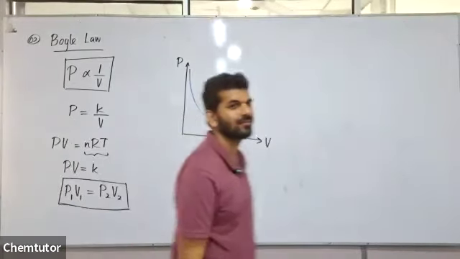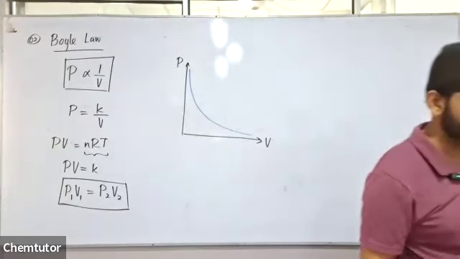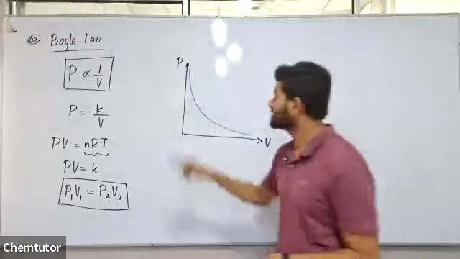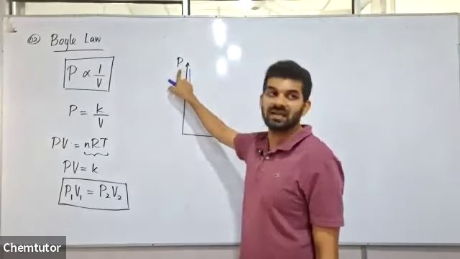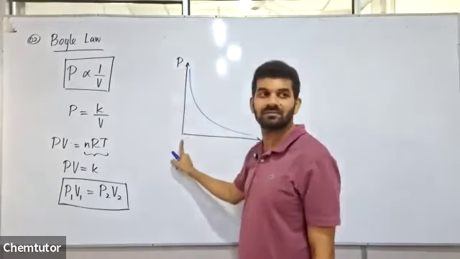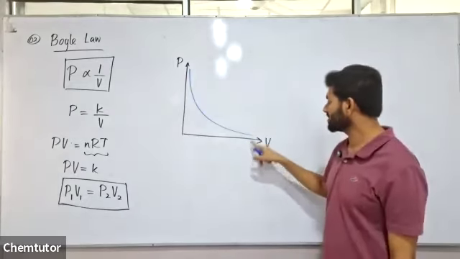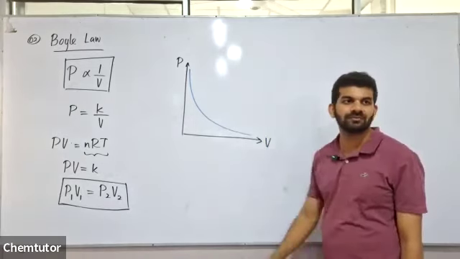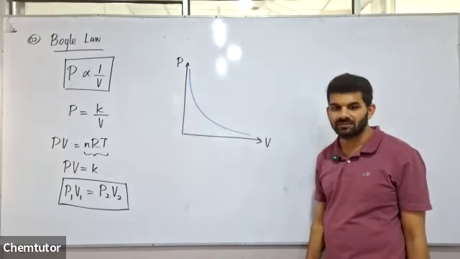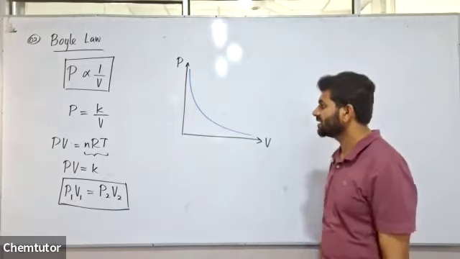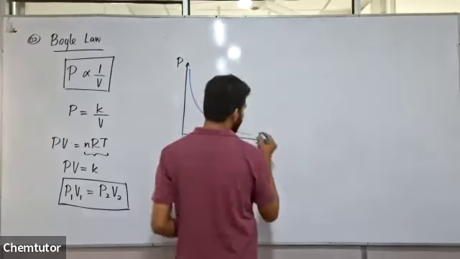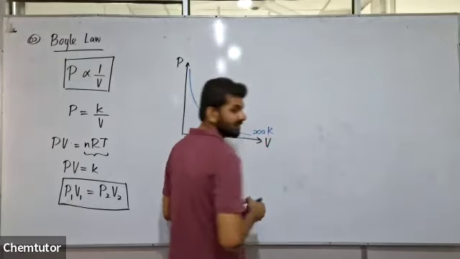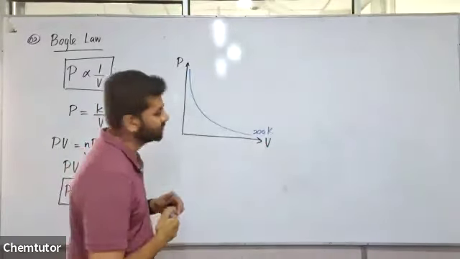The change of pressure versus volume will be a curve like this. That means at high pressure, volume is less. At low pressures, volume is high. So it is an exponential curve. Is it clear? So this is at a given temperature. Let's say this is at 200 Kelvin. For a given gas at 200 Kelvin temperature, this will be the curve.